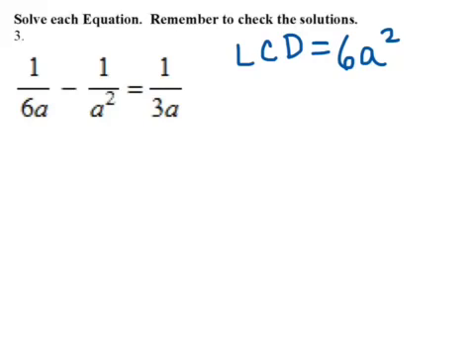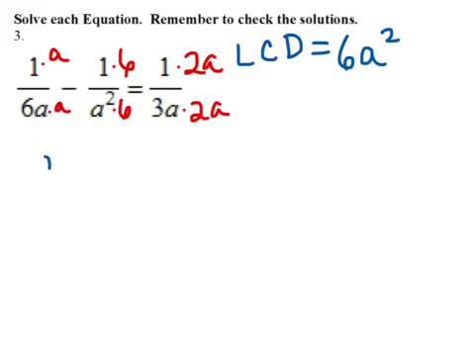So let's obtain this LCD for all of our denominators. Let's multiply the top and the bottom of our first fraction by an a. Let's multiply the top and the bottom of our second fraction by a 6 in order to obtain the 6a squared. And let's multiply the top and the bottom of the fraction on the right by a 2a. Remember, our goal here is to obtain the same denominator of 6a squared. Now let's rewrite our resulting equation.